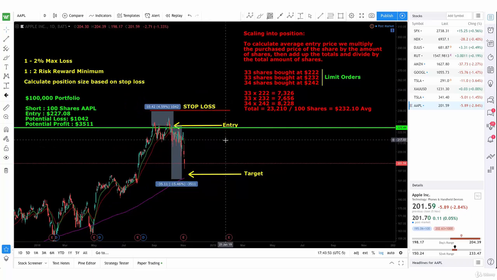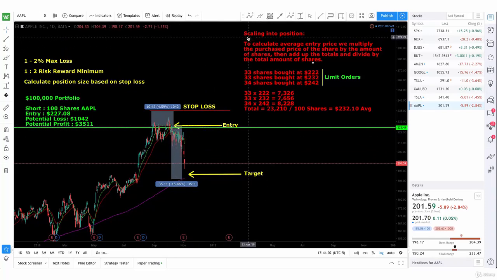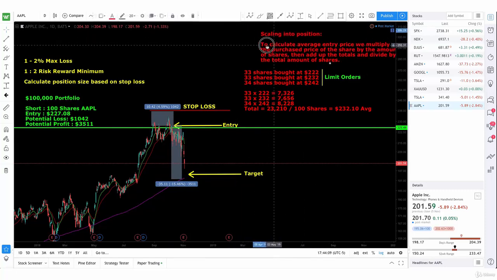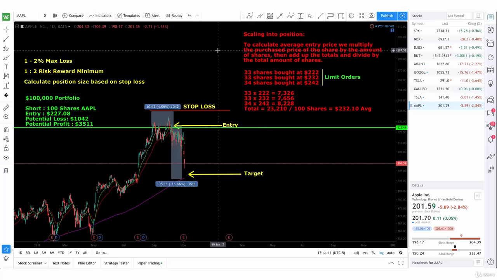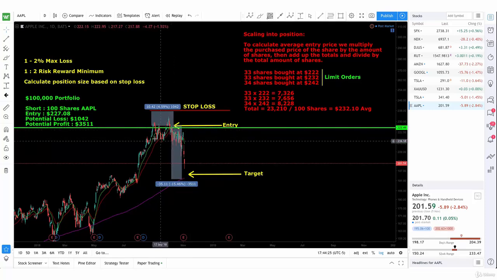Now there's a couple of ways you could enter a trade, not only by opening up a full position. There's always a way that you could scale into a position. This is the only time that you could add into a losing position. Let's say I've entered a short right down here at about 222, and every time it keeps rising, let's say $10, I keep adding to the position.